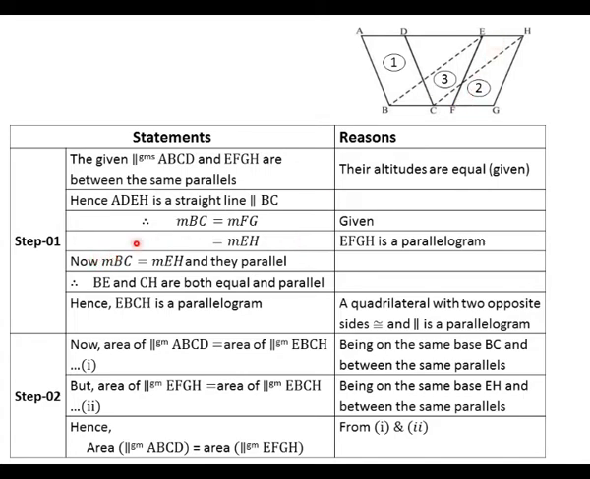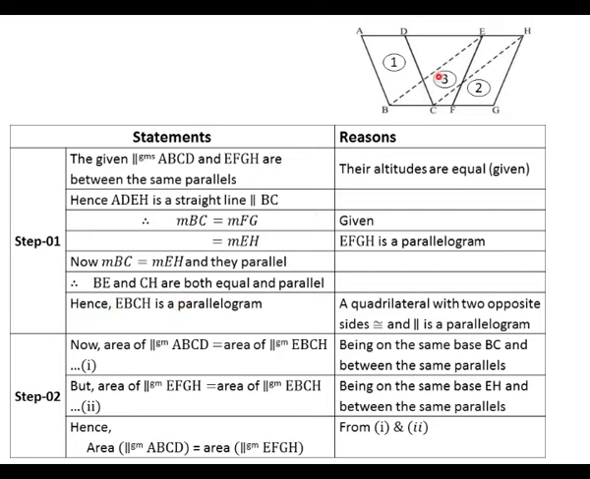Now BC is equal to FG and FG is equal to EH. It means BC is equal to EH, and they are parallel. Now BE and CH are both equal and parallel. Hence EBCH is a parallelogram.